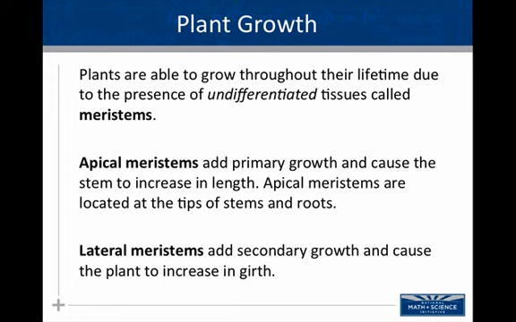Okay? The two meristems that we are going to concern ourselves with are apical and lateral meristems. Apical meristems are going to give the plant primary growth, and they're going to cause the stem or the root to grow longer. They're going to give it length, okay? And they are located at the tips. And lateral meristems are going to add secondary growth, and they're going to cause that plant to increase in girth or width, okay?